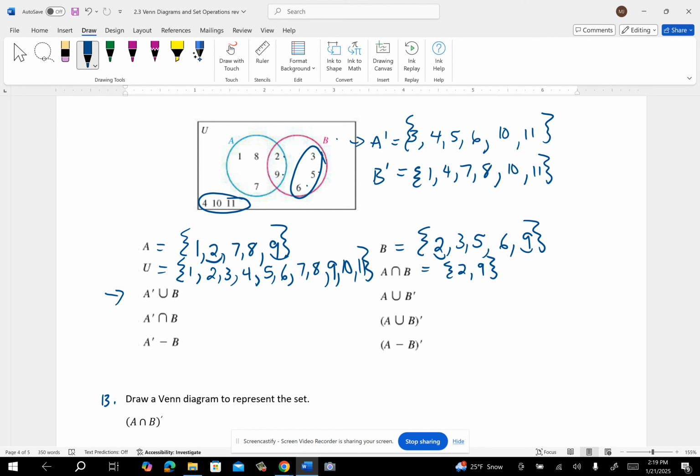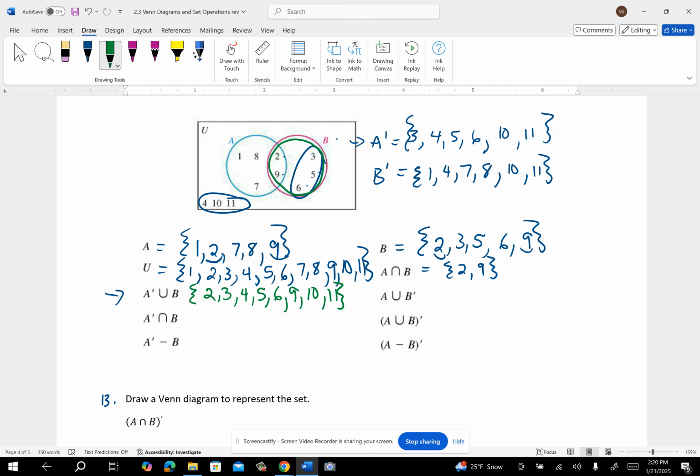Now, when I union it with B, that means you have to either be in the complement of A, which I've circled in blue, or you need to be in set B, which I'm circling in green, which are all those elements. And union means you could be in one, the other, or both. So what I would do is write down all the numbers that are in the green circle together with all the numbers in the blue. Okay, so it would be 2, 3, 4, 5, 6, 9, 10, and 11.